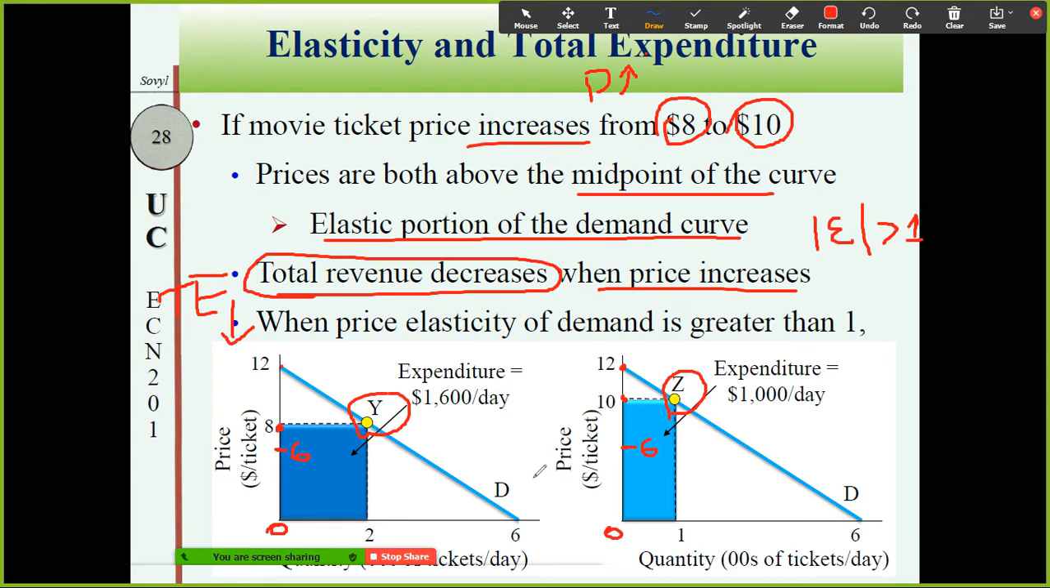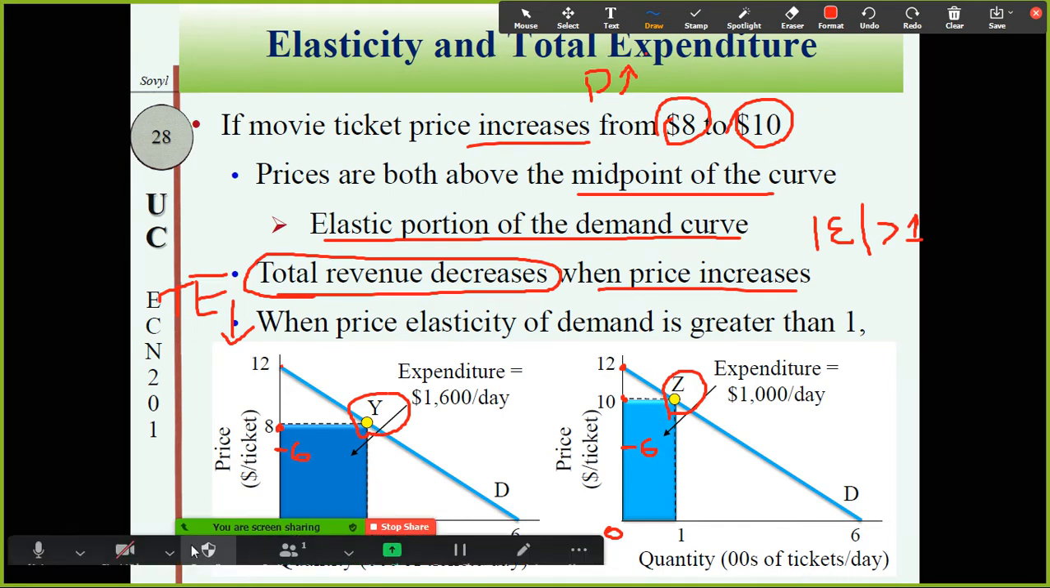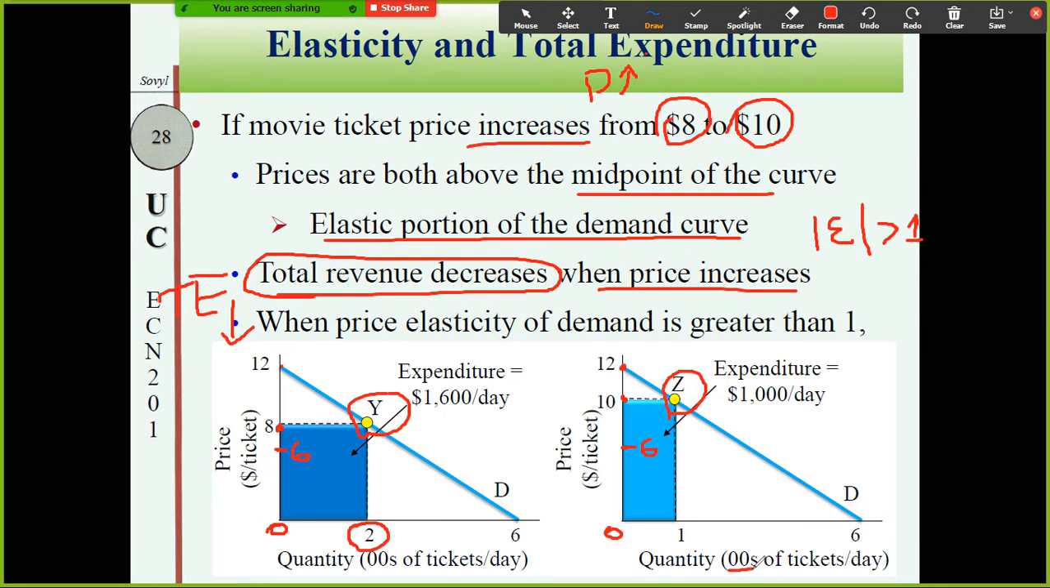So okay, look at this one. When the price is $8, all buyers will buy 200. You buy 200 tickets per day. That's why all of the 200 tickets per day spent by all buyers is $1,600 per day. But if the price increases from $8 to $10, all buyers decrease their buying from 200 per day to 100 per day. That's why, at 100 per day, all together they spend only $1,000 per day.